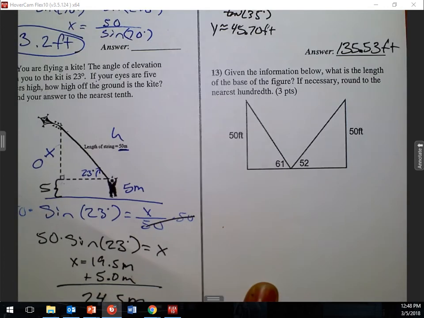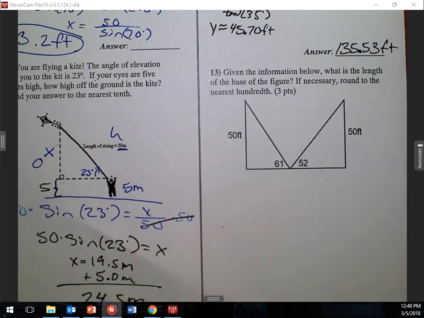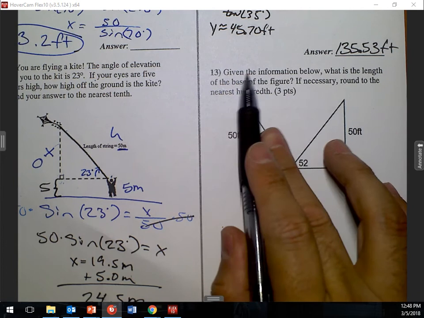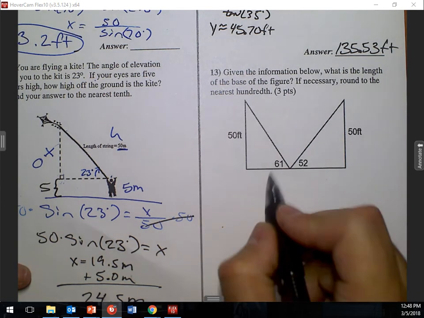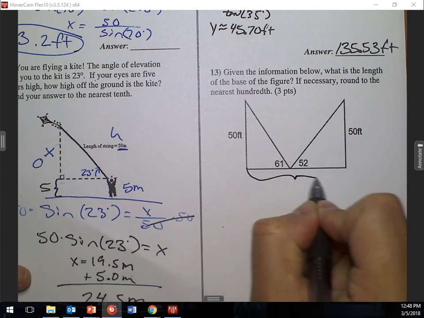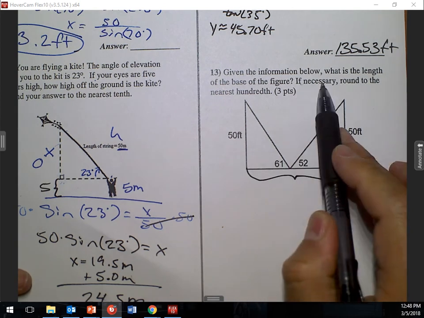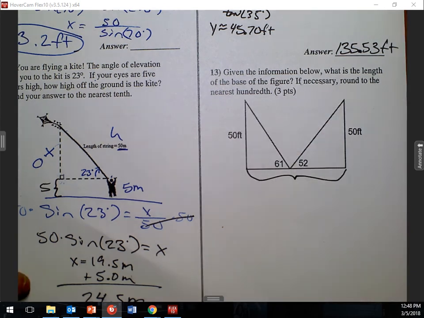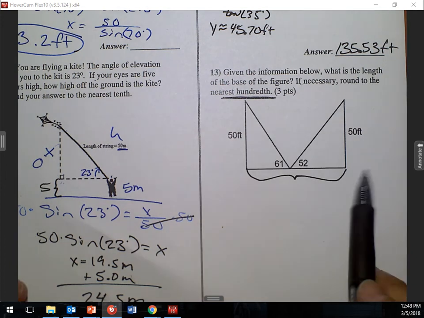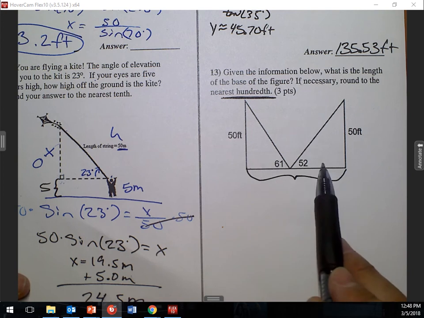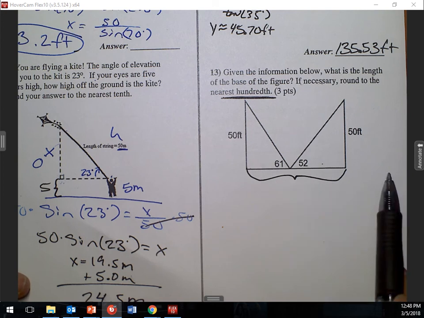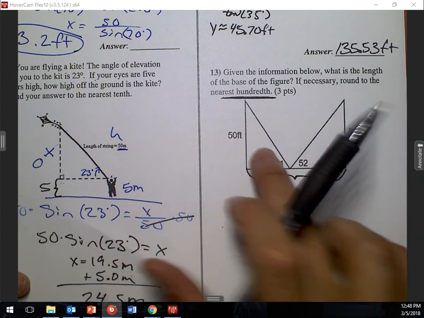Anyway, all right, let's go through and find some information. Given the information below, what is the length of the base of the figure? If necessary, round to the nearest hundred. That again is two place values, right? Now to figure out the base, I need to know this one here and this one here, right? Yes. So again, I have to do the problem twice.